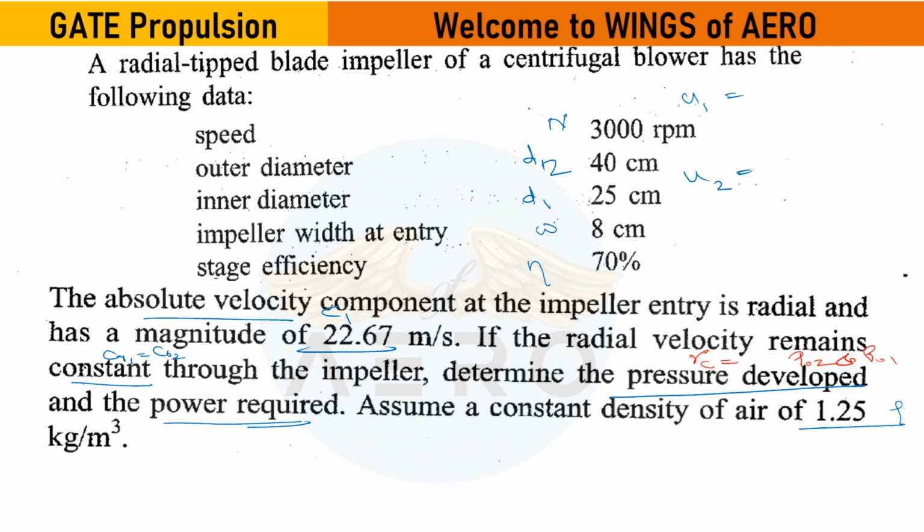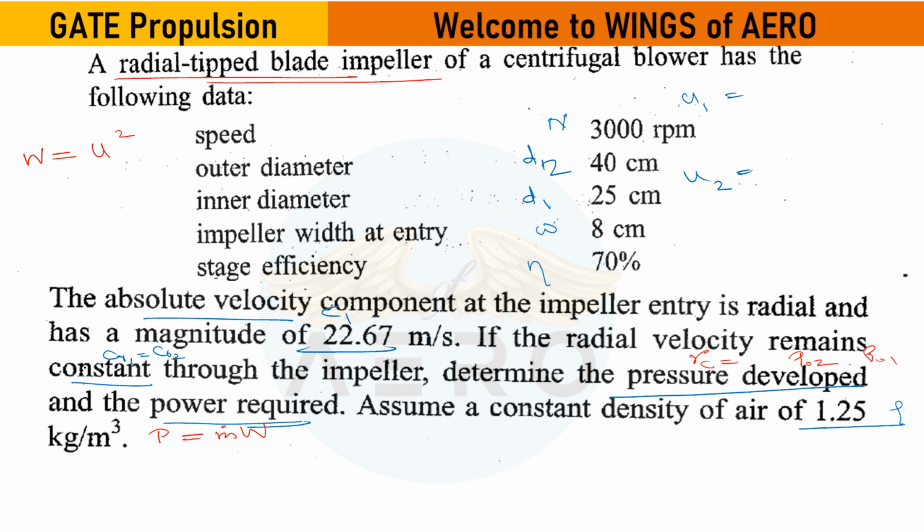Next, power required, P. What was the formula we have seen? Power required is, by the basic formula, mass flow rate times work done. As it is a radial tip, what is the condition we have seen for work done? Work done equals U square. How can you find U? Here they have given the speed, so can you find U?